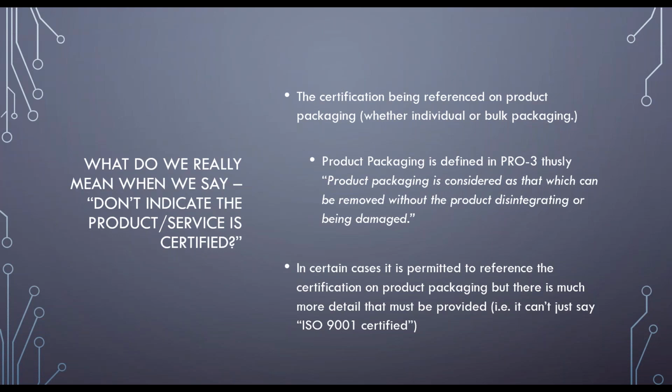Second example, if you have a packaging, the packaging cannot reference the ISO certification. Now, product packaging is defined as follows. It is considered as that which can be removed without the product disintegrating or being damaged. This includes individual packaging or bulk packaging. Now, in some cases, you are allowed to reference the certification on product packaging, but there is much more detail that has to be provided. In other words, it can't just say ISO 9001 certified on the grain bag.